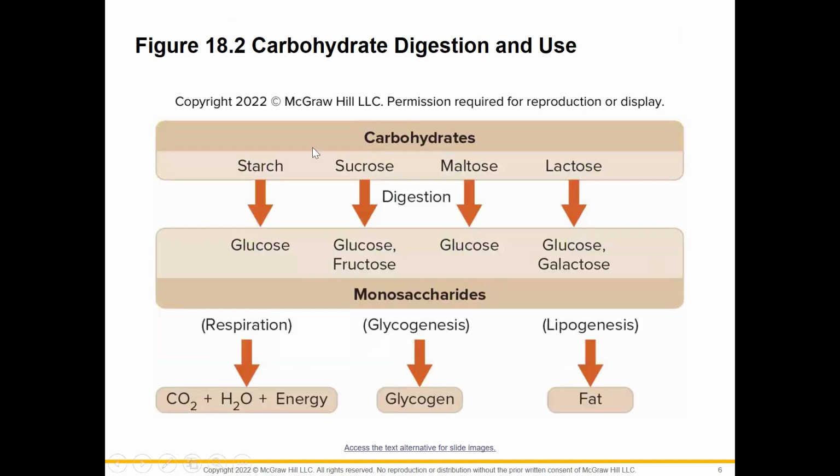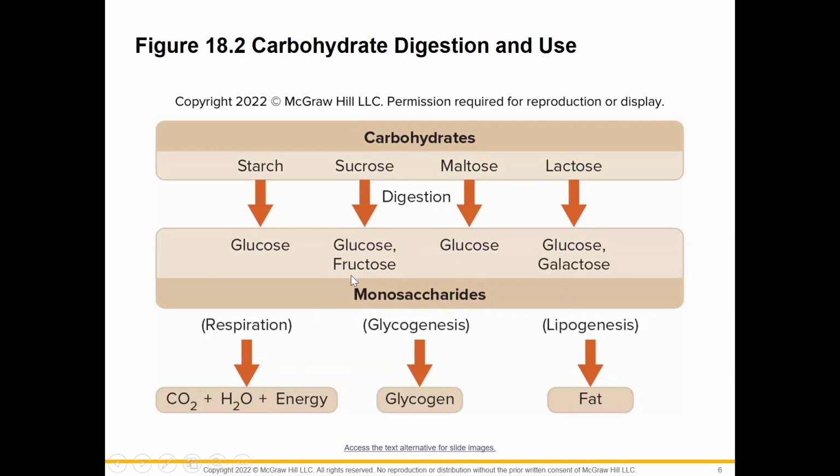For those of you who are visual, make sure that you look this over. This is another way that these are broken down and utilized in the body. So your starches are broken down to glucose. Your sucrose is broken down to glucose and fructose. Maltose is broken down to glucose. Lactose is broken down to glucose and galactose. So you can see where you get your fructose and galactose, and these are the ones that we just said were converted to glucose in the liver and then can go through glycolysis.